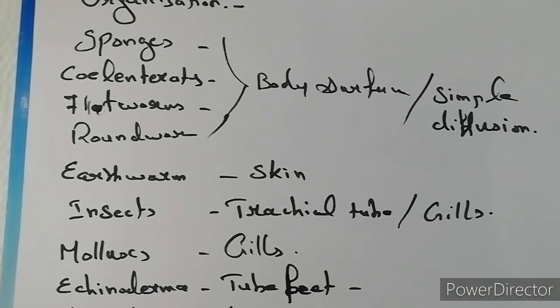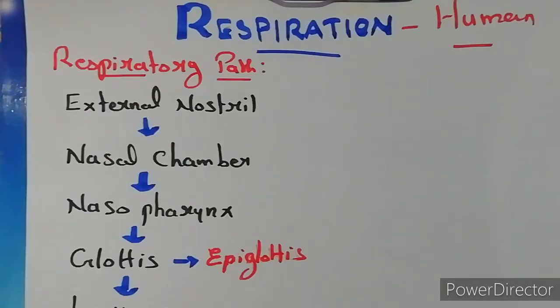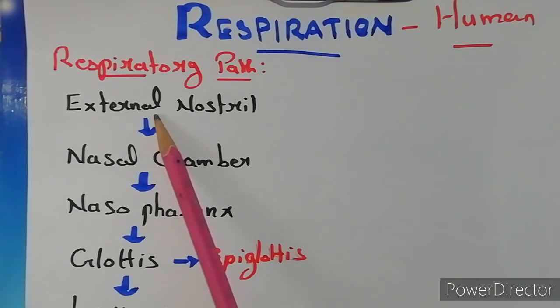Now we are going to discuss the respiratory system of human beings. Understand? Fine. So let us look into the respiratory system of humans. Here I have written about the respiratory path, where it commences and where it ends. So first of all, the respiratory system begins from the external nostrils, which are well visible outside through the nose.